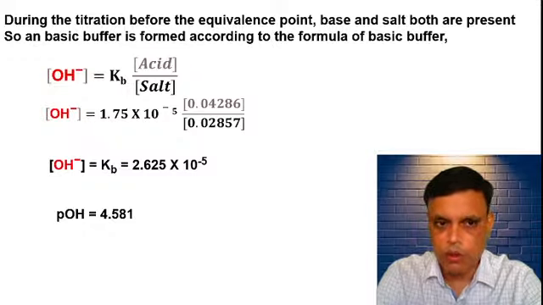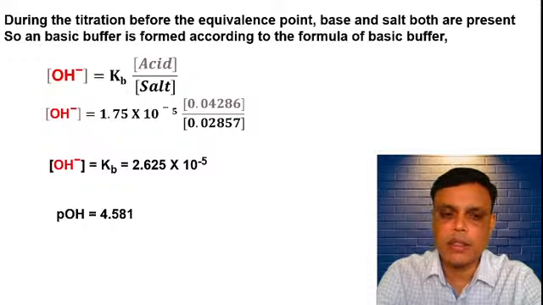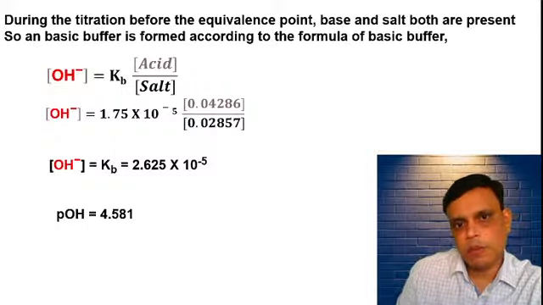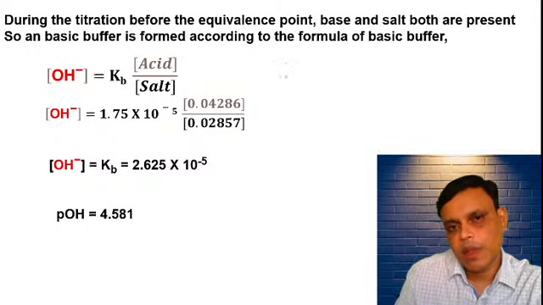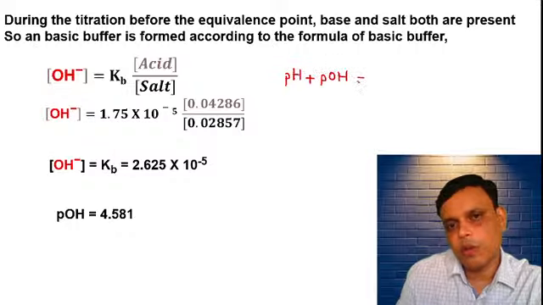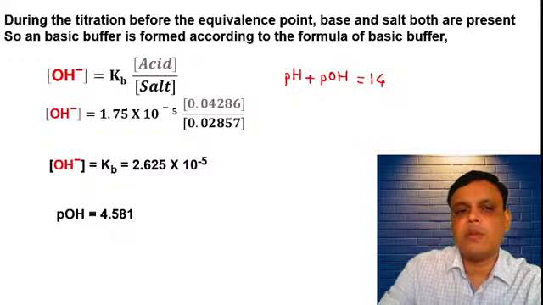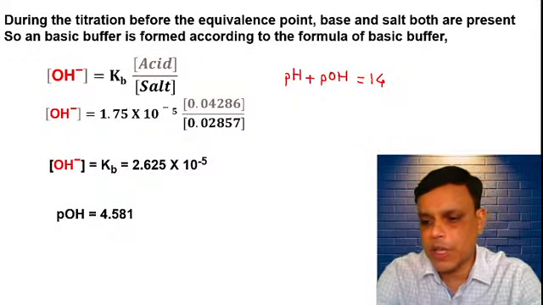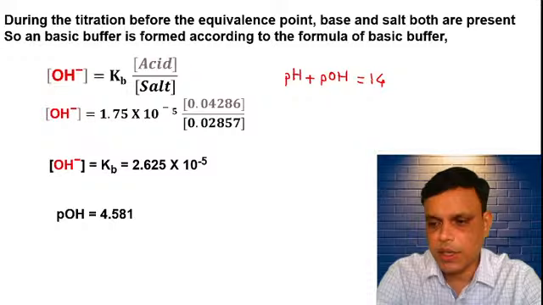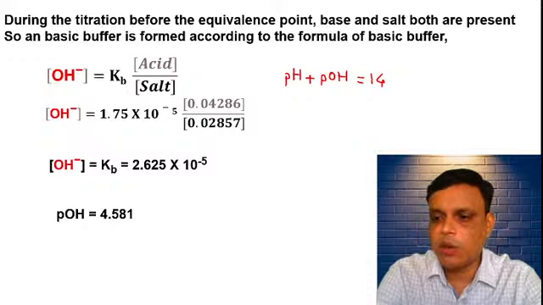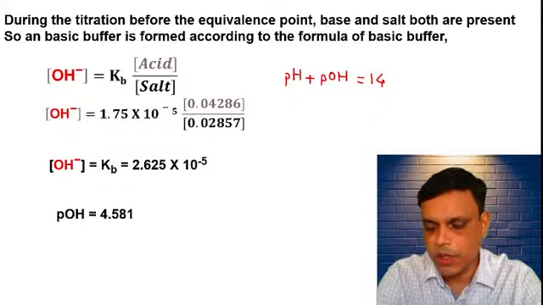Now you know pOH, and you know the standard equation, that is pH plus pOH is equal to 14. So 14 minus 4.581 will give you the pH, correct. Shruti, Shivani, Omkar, Ganesh, tell me the correct value of pOH. Sumit is also saying the correct value of pOH.